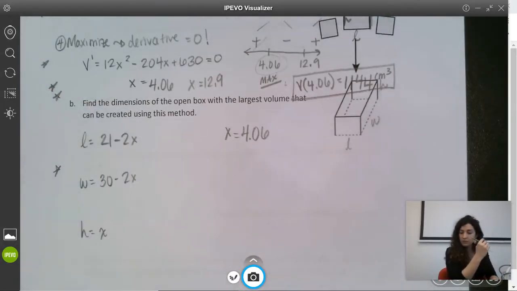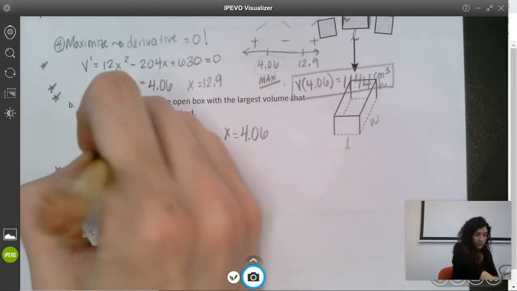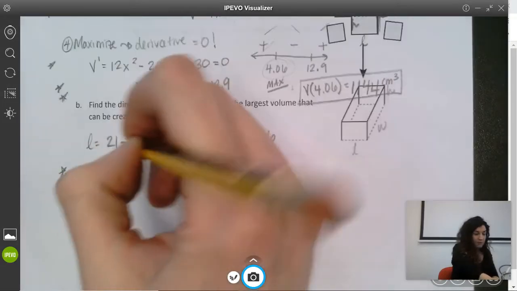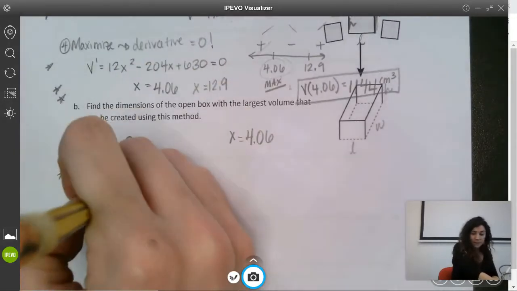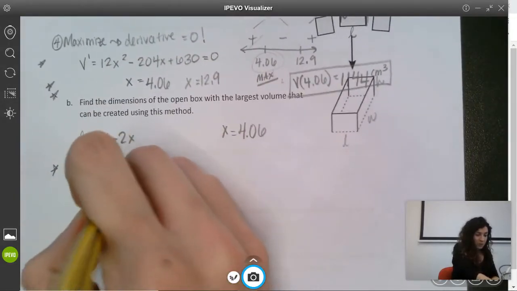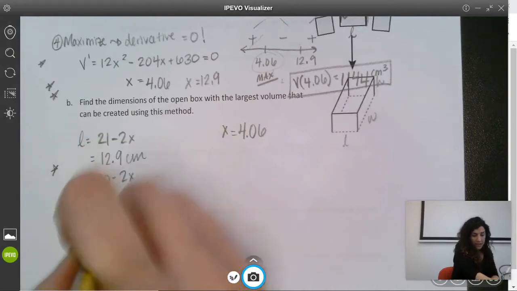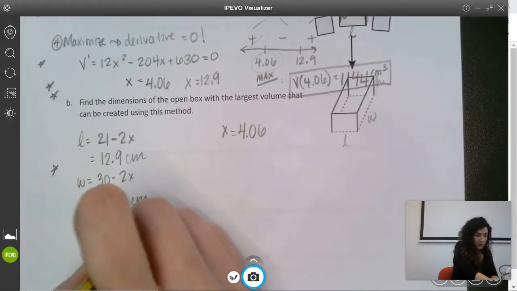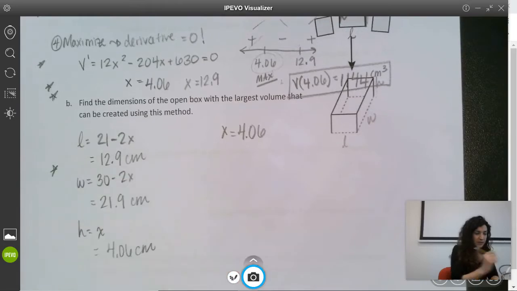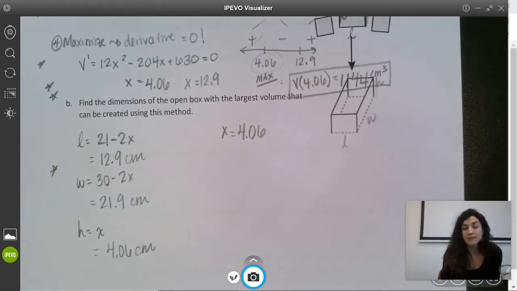Go ahead and solve. We get 12.9 for our length. For our width, we get 21.9. And for our height, it's just 4.06. And those are the dimensions of an A4 paper that we could cut out squares from each corner and create a box such that we've created the largest volume of that box. Pretty cool.